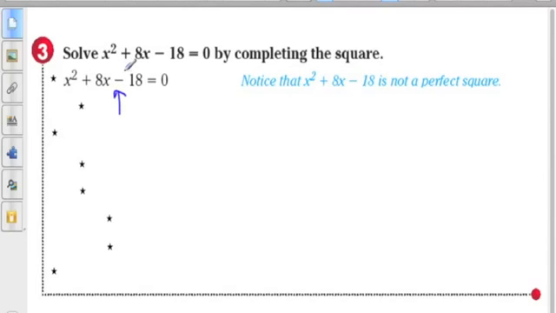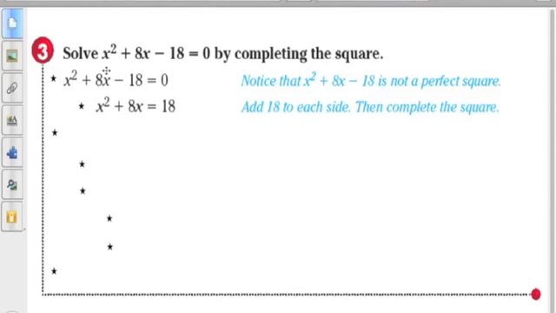So what do we do to be able to solve this quadratic equation? By completing the square. Next step is we add 18 to both sides. We now have x squared plus 8x equals 18. Now what we can do next is complete this square. We can complete x squared plus 8x and make it into a perfect square trinomial.